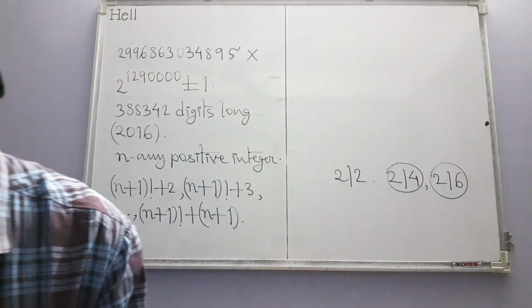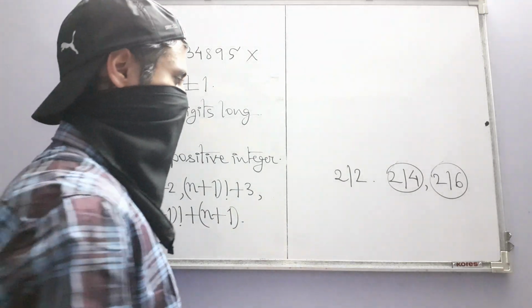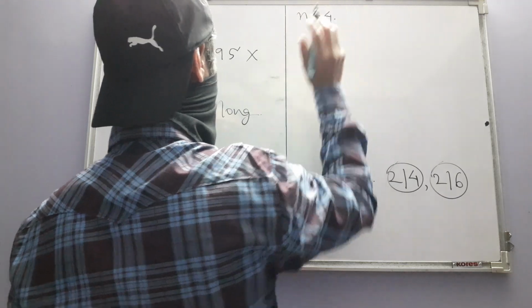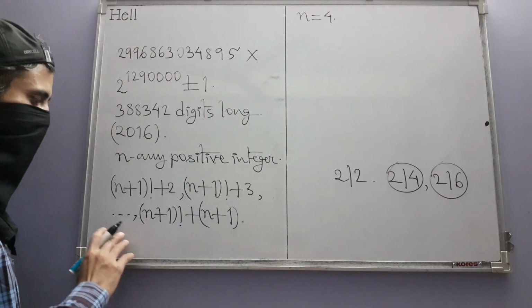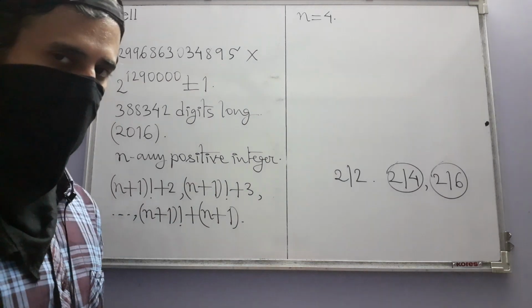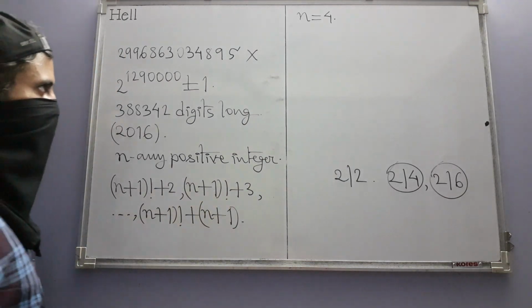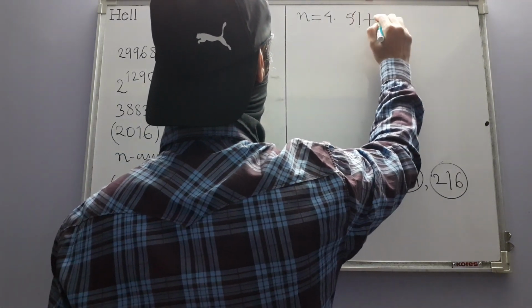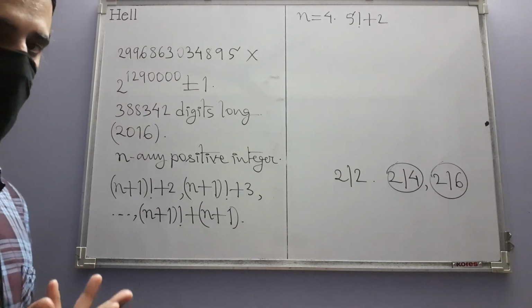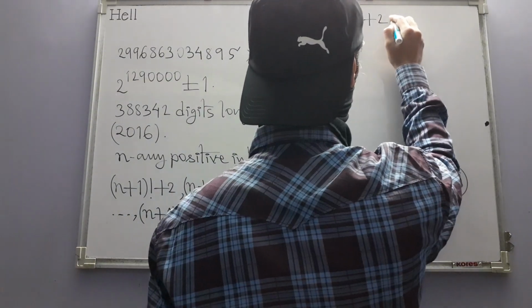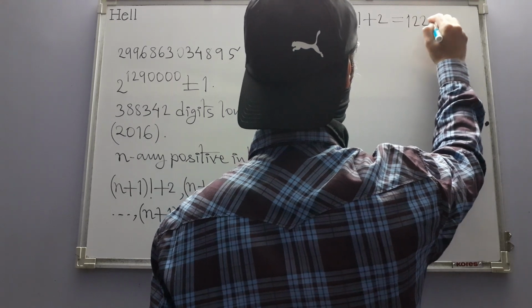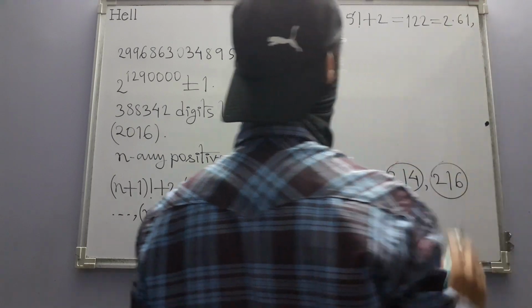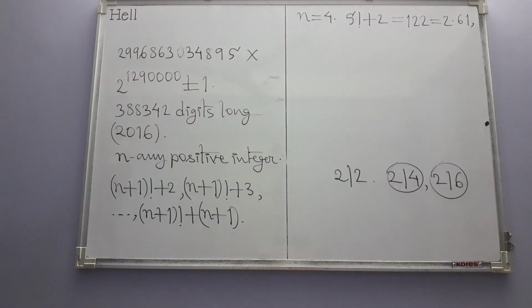And if you look at this example, say if you take n equal to 4, say you want a string of 4 composite integers, then in this form you can find them like this: 5 factorial plus 2. 5 factorial is 120. So you get 122. So this of course is 2 times 61, which shows its compositeness.